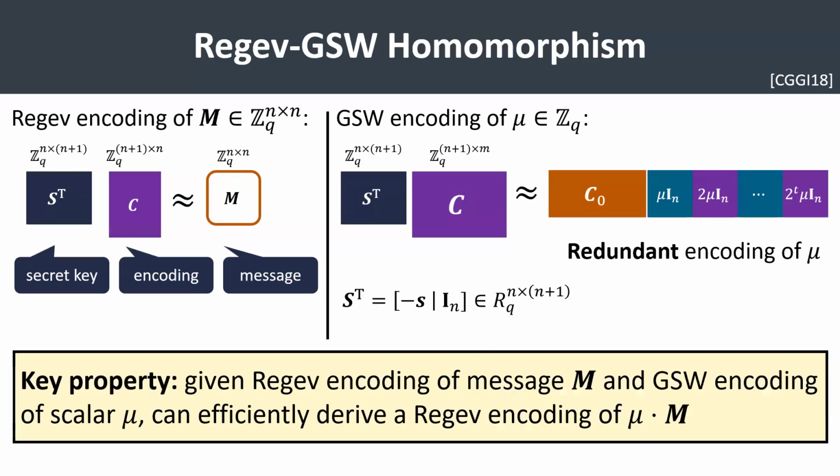So just to summarize, on the left we have the regef encoding. On the right, we have this GSW encoding. Another way you can think about the GSW encoding is, I said that S times C is mu times S times G. If you actually write out what that looks like, it basically looks something like this. You have one block of ciphertext, and then you have mu times I, 2 times mu times I, and so on and so forth. So it's a very redundant encoding of the message mu. The mu is encoded many, many times in the ciphertext. And the key property that we're using is that if you have a regef encoding of the message M and a GSW encoding of the scalar mu, you can get mu times M.